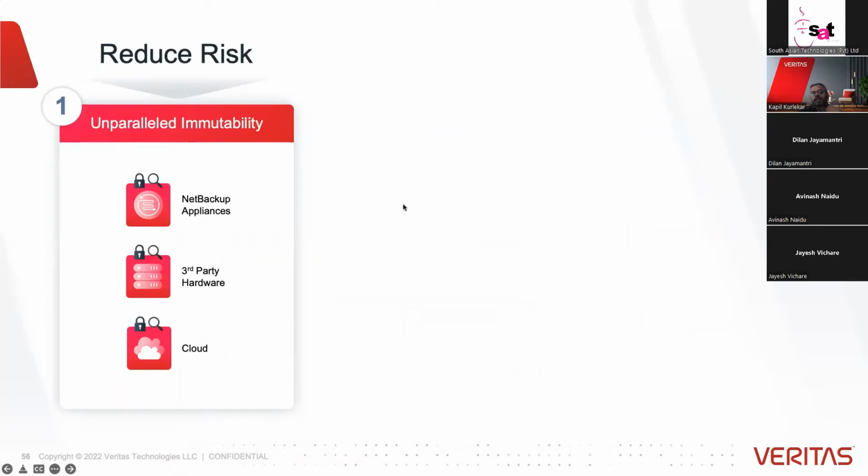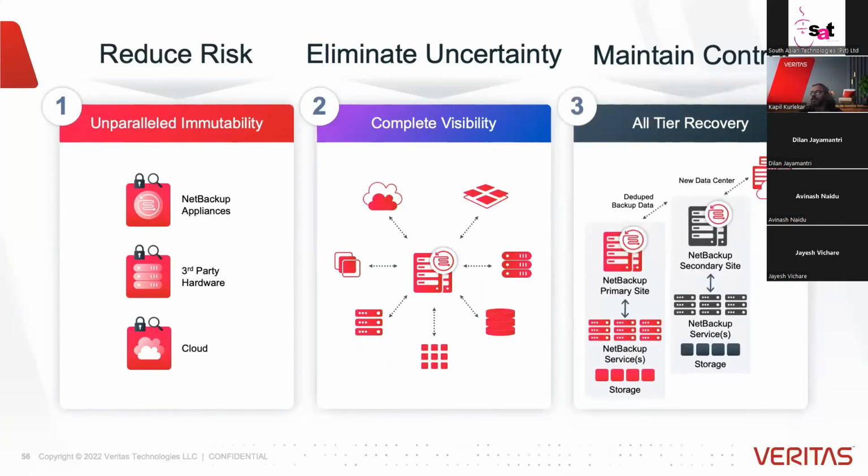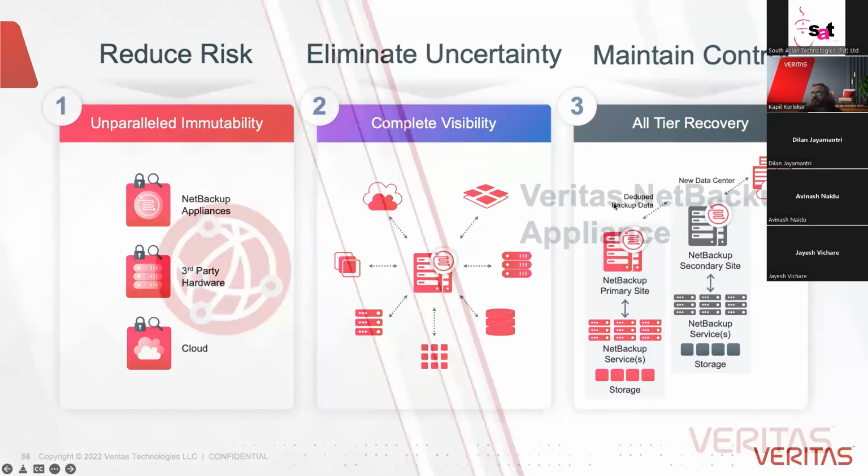Again, something that we have already seen, unparalleled immutability. You have to eliminate the uncertainty. You have complete visibility into it and maintain the control. Your applications could be on any tier. NetBackup backs it up, and you can do the recoveries from that as well.